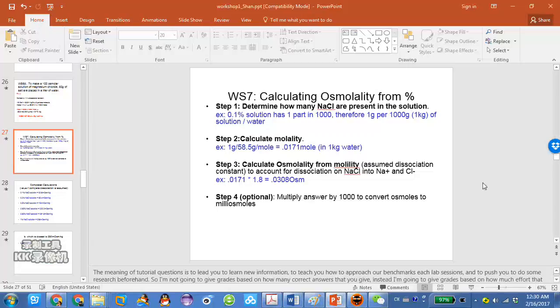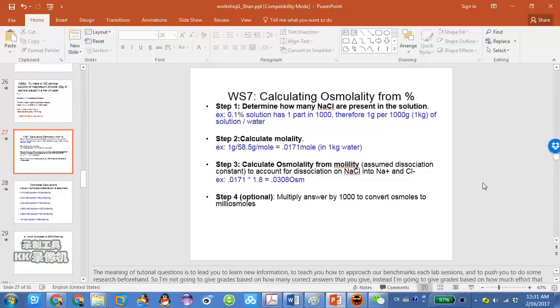Question number 7 is to calculate osmolality from percentage solutions. First of all, what is the meaning of percentage solutions? Most of the time, when you have a percentage solution, for example, 1% NaCl solution, that refers to weight over weight. That's the weight of solute over the weight of solution. So 1% NaCl solution is equivalent to 1 gram of NaCl in every 100 grams of solution. So most of the time it is weight over weight.